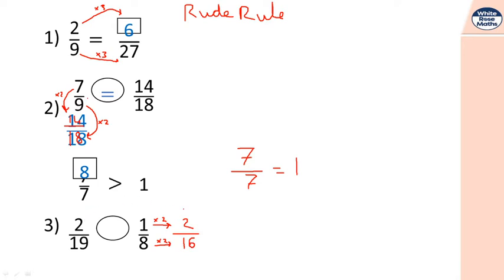And remember, when the numerators are the same, if the number on the bottom is bigger, you're going to have a smaller fraction, because that's 2 divided into 19, 2 divided into 16. This side is bigger because we have 2 divided by 16, which is bigger than 2 divided by 19.